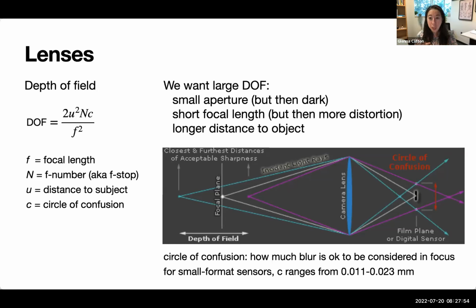You can have a short focal length, which increases your depth of field, but then there's more distortion. So again, there's a trade-off there. And you can also have a longer distance to your object. But again, remember that you're also trying to figure out what size you want that animal to be in your field of view to get the resolution that you need. So all of these features have trade-offs, and I think it's quite a complex process to figure out the trade-off between these different factors to figure out what your system should look like.